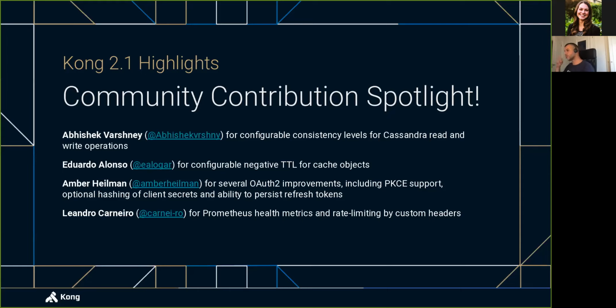So Abhishek Varshney contributed configurable consistency levels for Cassandra read and write operations. So these are also new flags that are available in Kong configuration. Eduardo Alonso contributed configurable negative TTL for cache objects. So now you have more fine-grained controls over your cache. Amber Heilman contributed several of those OAuth 2 improvements, including PKCE support, optional hashing of client secrets, ability to persist refresh tokens. And finally, Leandro Carneiro has contributed Prometheus health metrics and rate limiting by custom headers.